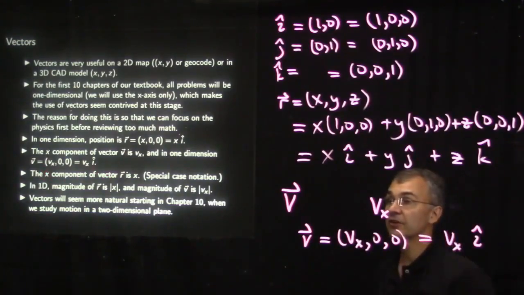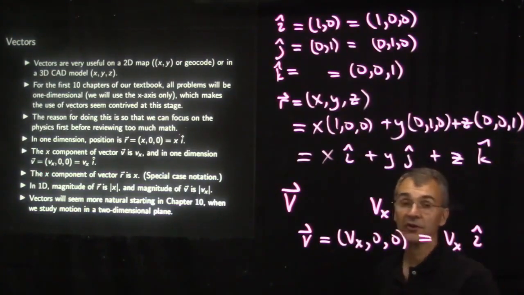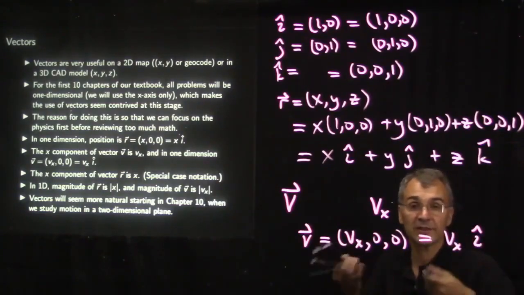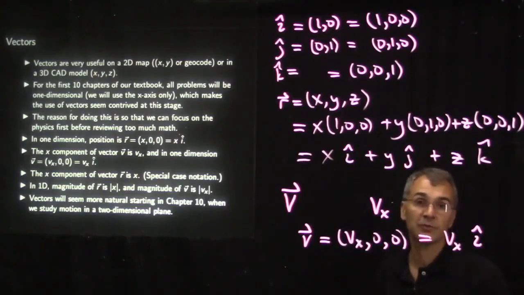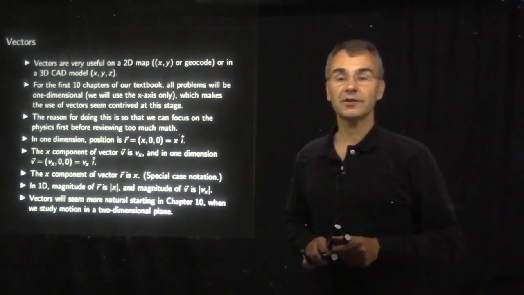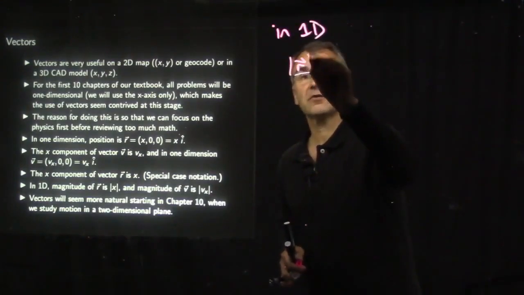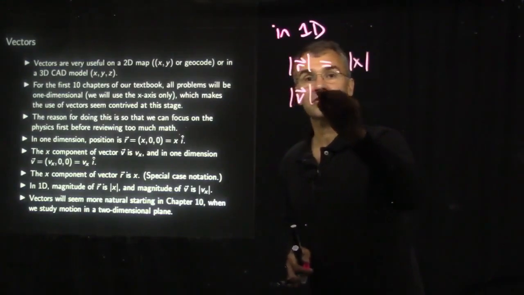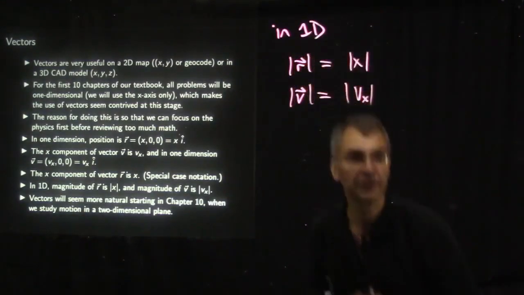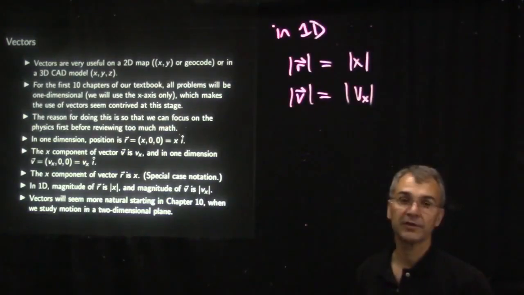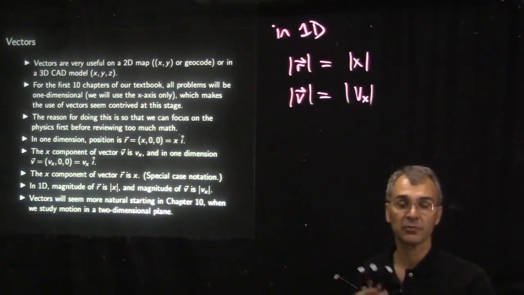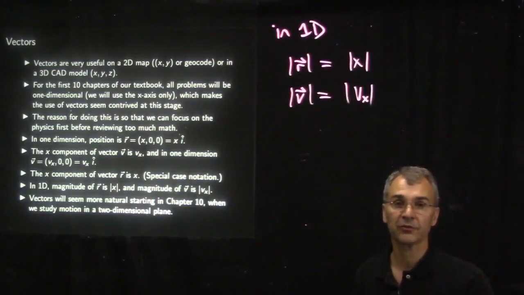The x component of the vector r is just x, because r is a special case. It has x, y, z instead of vx, vy, vz. You don't know what letter to associate with x, y, z, so you call it r, the position, like the radius. In one dimension, the magnitude of the r vector is just the absolute value of x, and the magnitude of the velocity vector is just the magnitude of the x component of velocity. So I think you'll see vectors seeming more familiar when we get to motion in a plane in chapter 10. It's probably where you first saw vectors in secondary school, in the context of ordered pairs in a plane.